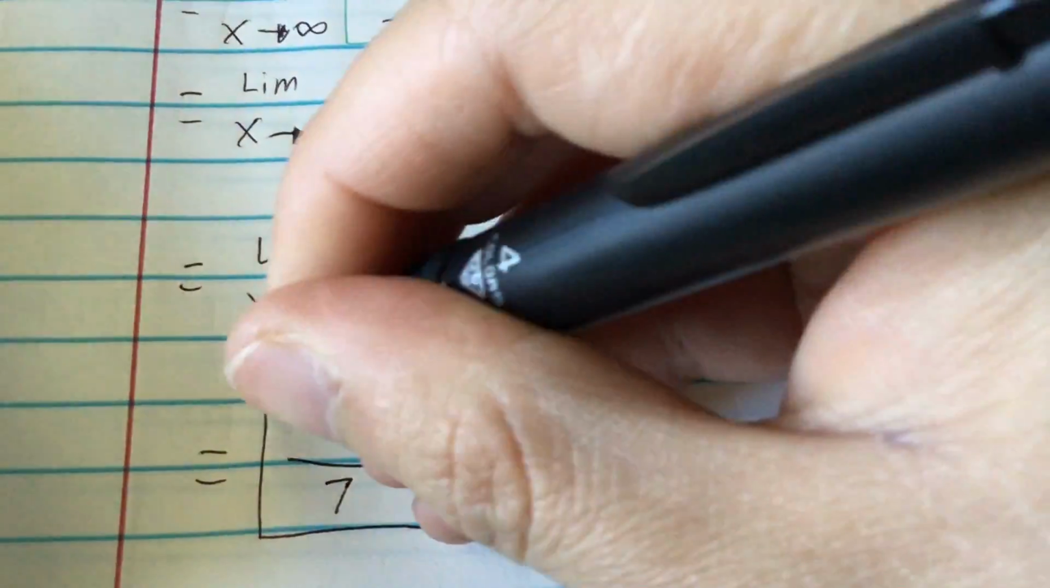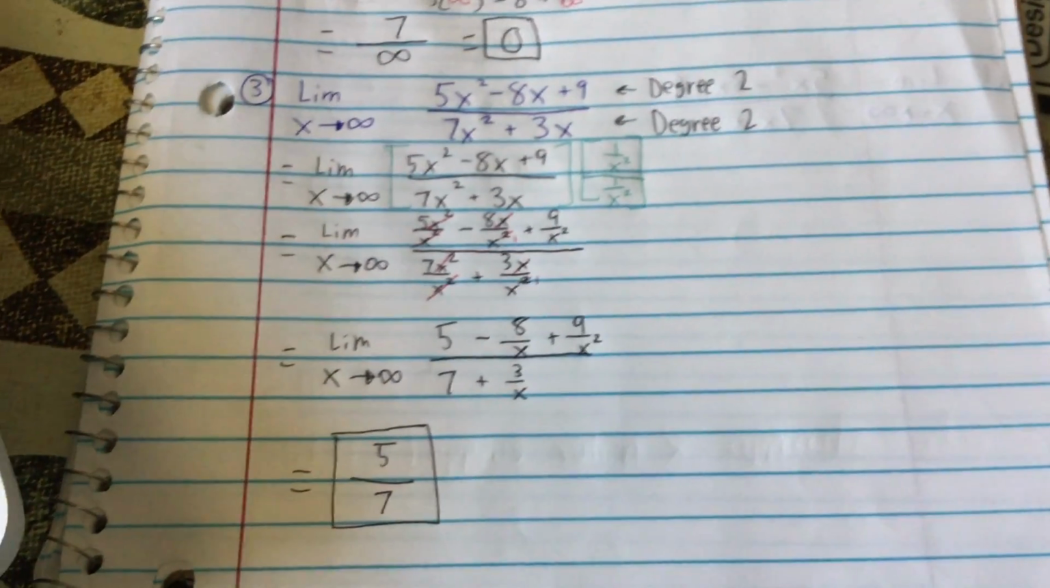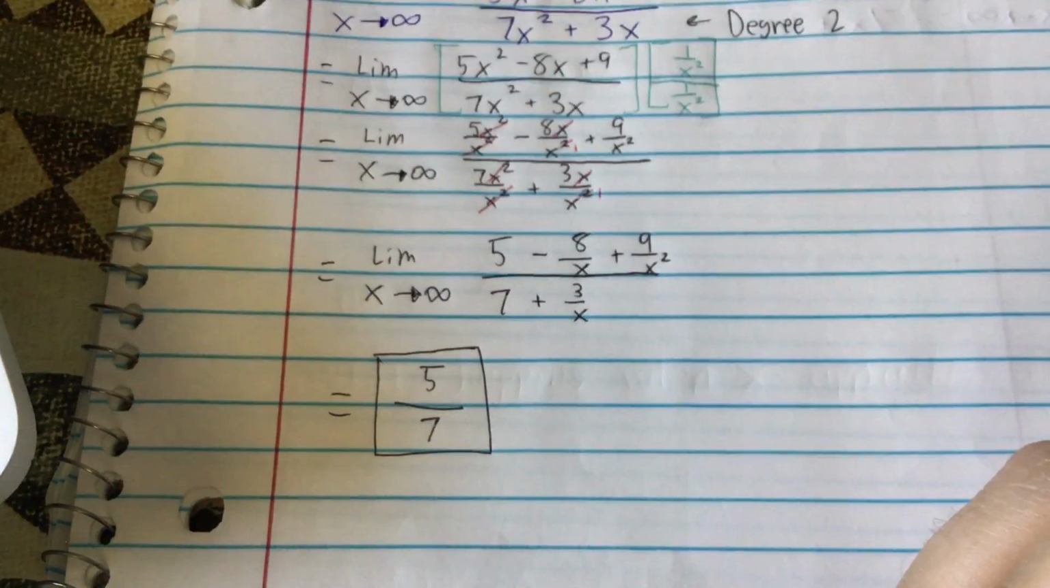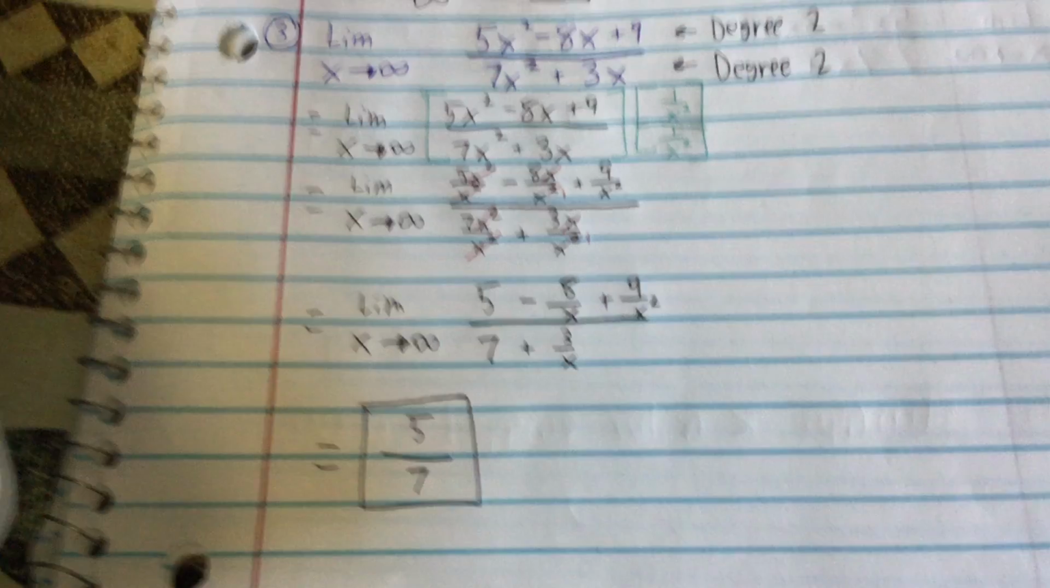So if you look at this, as x gets closer and closer to infinity, the curve starts to flatten out and go to y equals 5/7. Isn't that awesome? Oh my goodness.